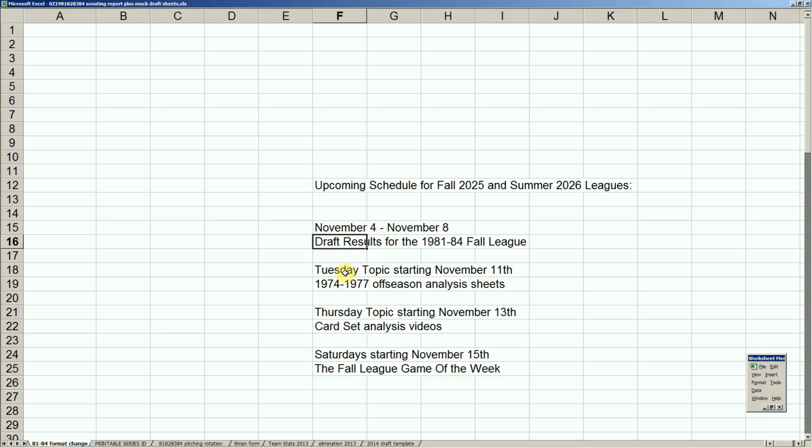The week after that, we're going to begin our off-season look at the Summer League, where the White Sox and Dodgers just played in the World Series. The Tuesday topic, starting November 11th, will be the introduction to the 1974-77 off-season. And it'll be the analysis spreadsheets, of which I've started on one here.